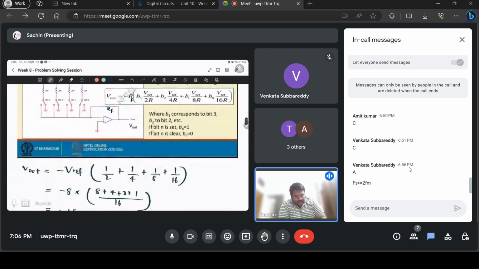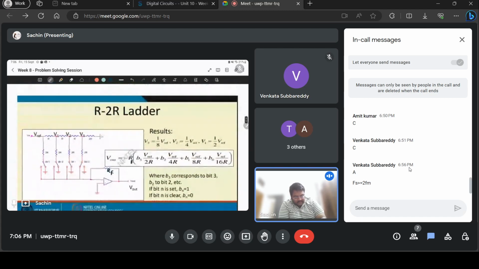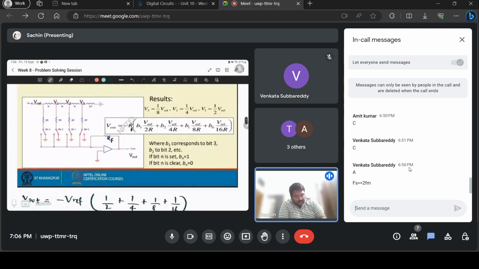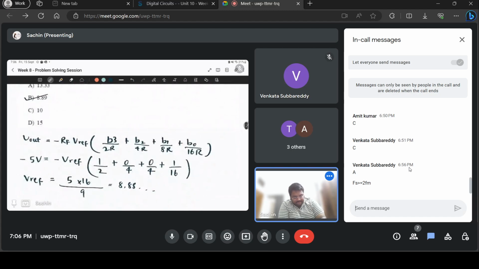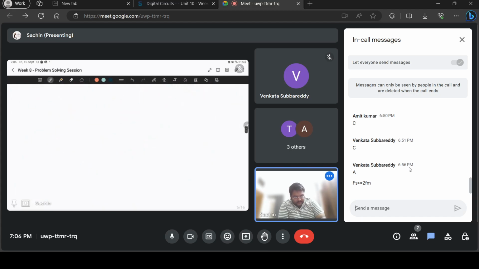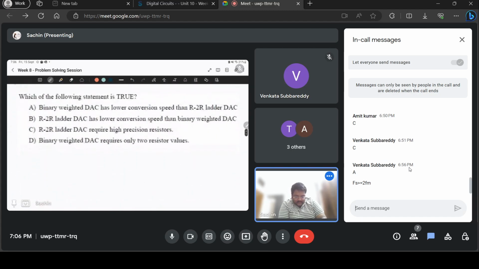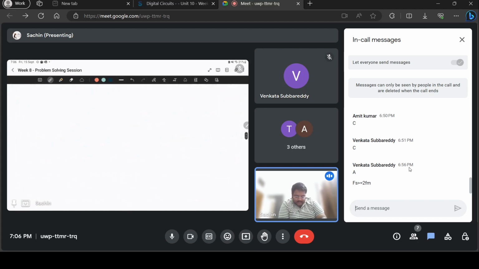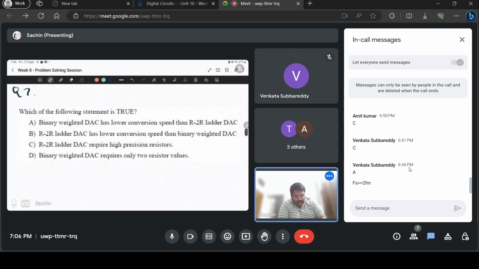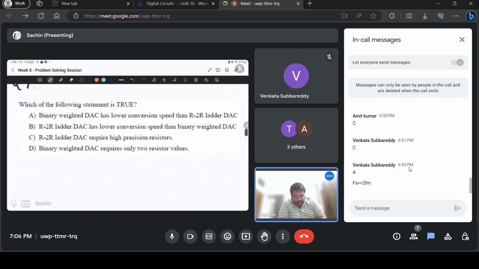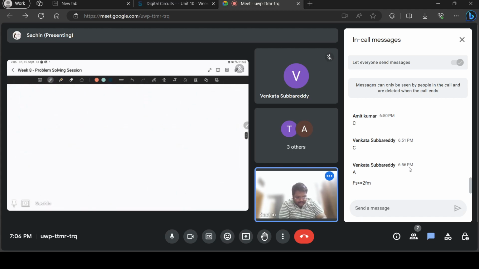Question number 6 is similar to question number 5, except that in this case V out is given and they want you to find Vref. So you substitute and get the answers. This is an assignment question in this semester, so I can't help you solve this.